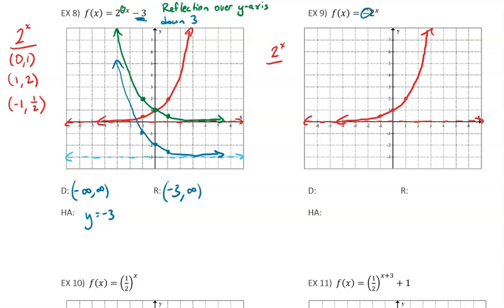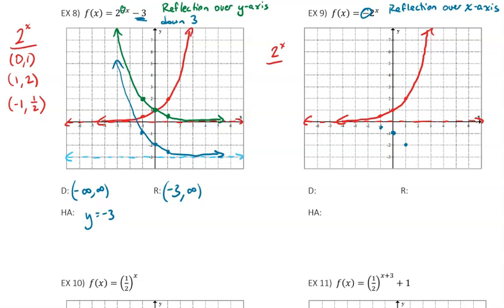All right, this time, the negative is not with the x. The negative is in front of the whole function. It's in front of the whole 2 to the x. That is still a reflection, but this time it's going to be a reflection over the x-axis. This is going to be a vertical reflection. So again, same idea of the mirror, but this time it's going to make it point downwards.